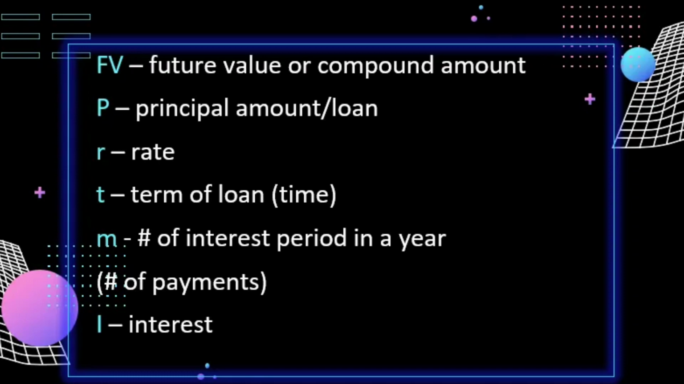For us to solve problems, we need to know first the meaning of each element that we are going to use in our formulas. So, first, FV for future value or compound amount, P for principal amount or principal loan, R for rate, T for term of loan, M for the number of interest periods in a year, and I for interest.